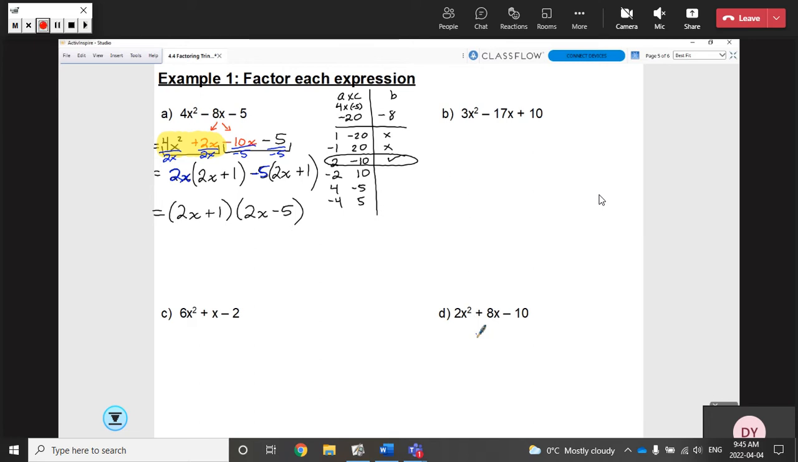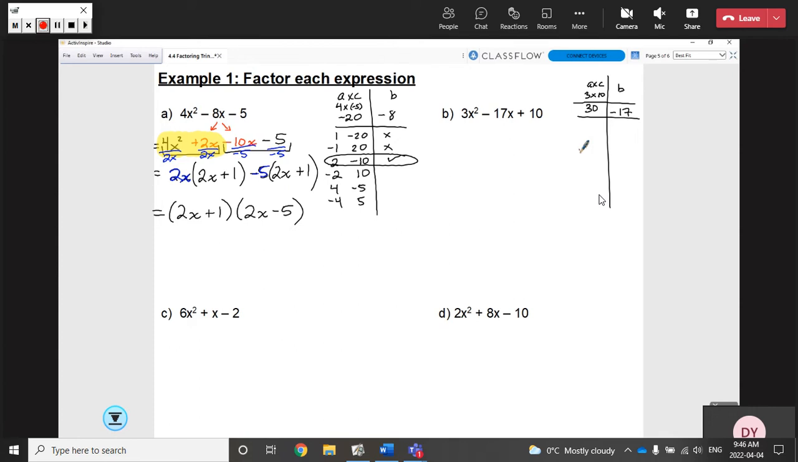Okay, B. Let's try B. Multiply A times C. A times C is really 3 times 10, which is 30. And then our B value is just negative 17. Now, some of you can already just see this. You already know what the numbers are. But if not, that's fine, because you can just do all the multiples of 30.